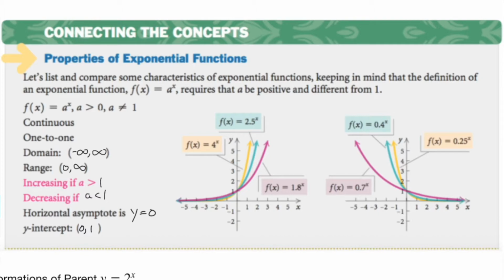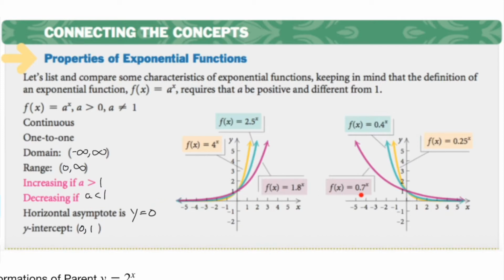For these parent functions, there are no negative output values, and it's never equal to 0. It's going to be increasing if a is greater than 1. So if the base is anywhere, all these numbers are greater than 1, and then all of these numbers are going to be less than 1: 0.4, 0.25, 0.7. These are all going to be decreasing. So you know it's decreasing if a is less than 1.